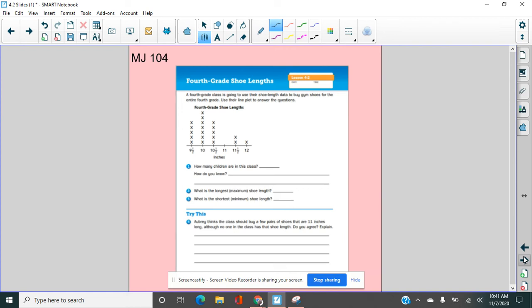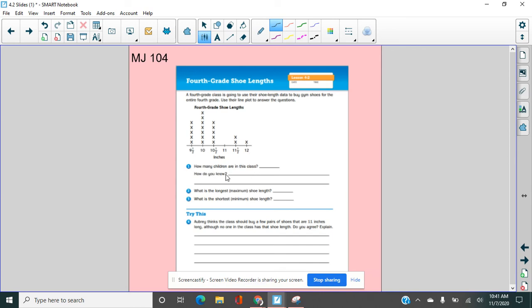So when you work on this page, you can see the directions. Let's read the directions. A fourth grade class is going to use their shoe length data to buy gym shoes for the entire fourth grade. Use their line plot to answer the questions. So here's their shoe lengths, I guess, in inches. Okay. So you have some kids with 9.5, 10, 10.5, 11, 11.5, and 12. So we have to figure out how many children are in this class.